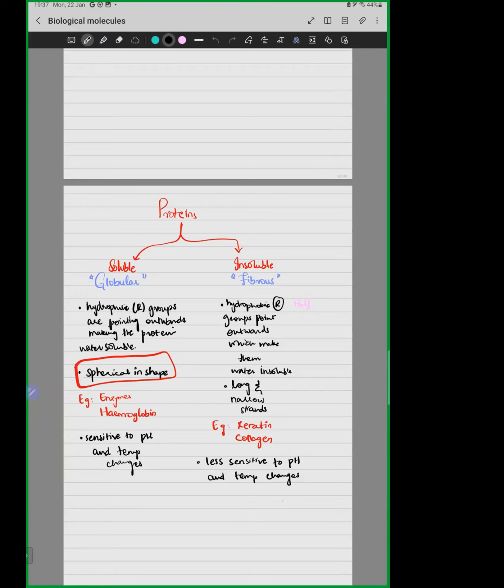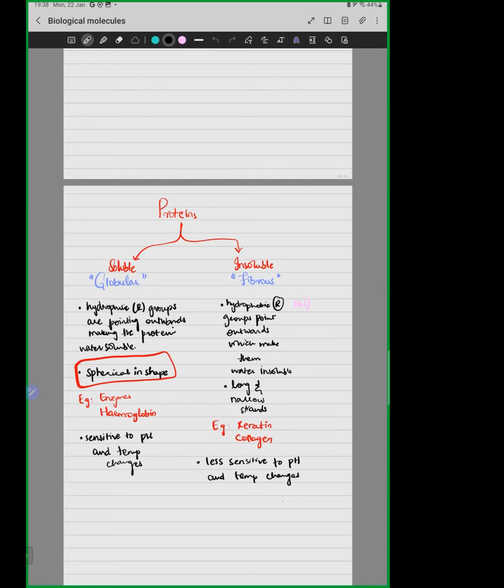Then we talked about our insoluble or fibrous proteins, and we said that in their case, the hydrophobic R groups are pointing outwards, making them water insoluble or water hating. They move away from water, and we discussed that hair and nails are one example of fibrous protein. Why? Because they consist of keratin protein. And we've never seen a nail or a hair being dissolved in water, hence proving the fact that fibrous proteins are insoluble in water.